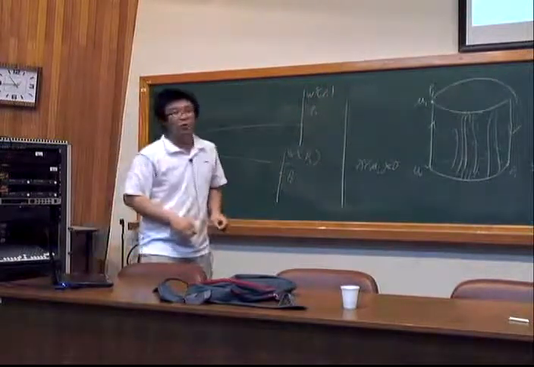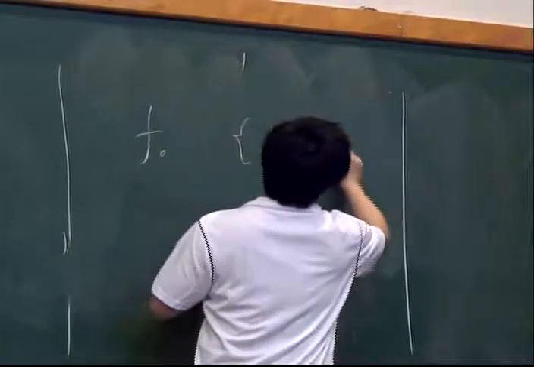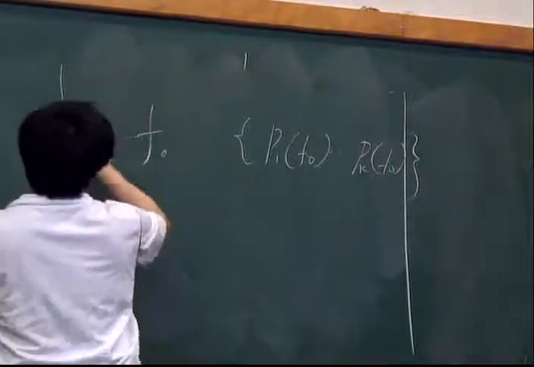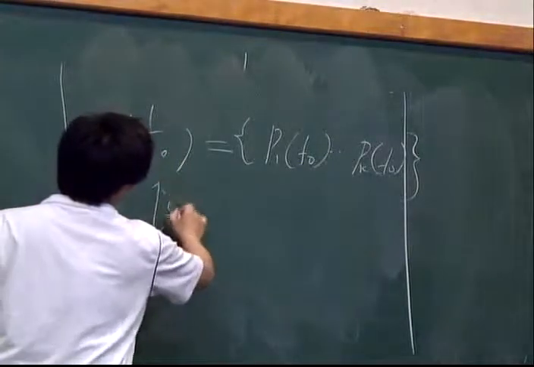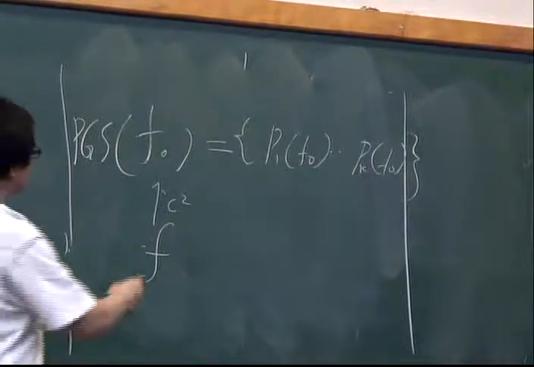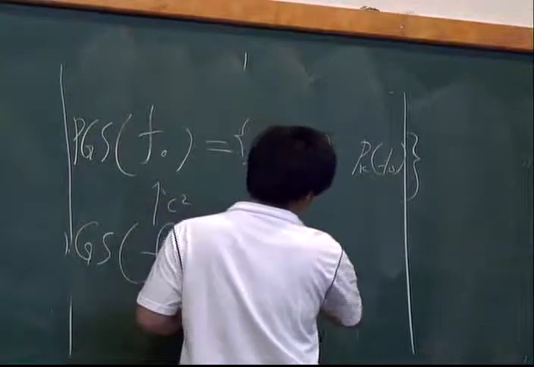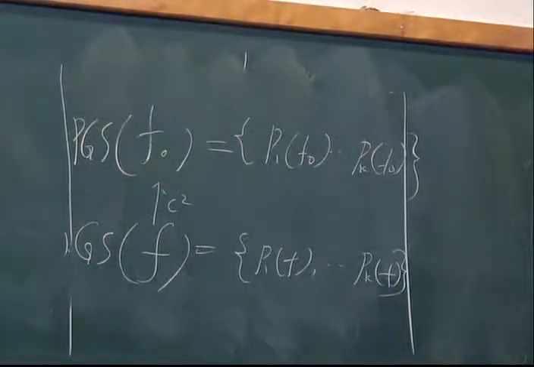So now I will explain why in some cases some measure disappears. Because the number of physical measures equals the perfect graph structure, suppose we have Fz. Then we will have a graph structure P1(Fz) to Pk(Fz). This is a perfect graph structure. Suppose we have another F that is C2 nearby Fz. Because the perfect graph structure for Fz is a graph structure for F, since the graph structure is a robust property, we get a graph structure for F. It's a continuation of P1(F) to Pk(F). The graph structure has the same number of elements. But the problem is that the graph structure is maybe not necessarily perfect anymore, because maybe you will get a heteroclinic intersection.